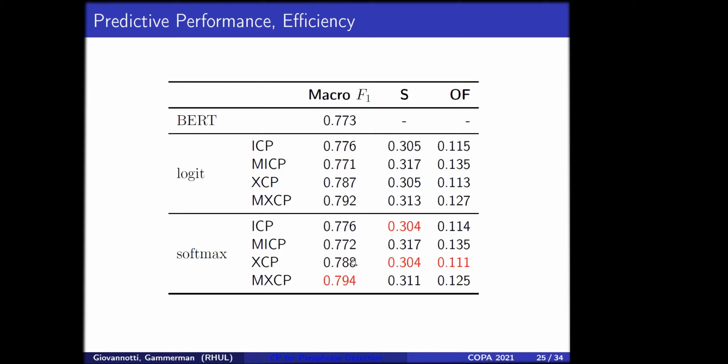In terms of efficiency, we can see the S and OF scores. Mondrian conformal predictors are always less efficient than their standard counterparts. I think that's the price to pay for the conditional validity. So they're always about 1 point less efficient.